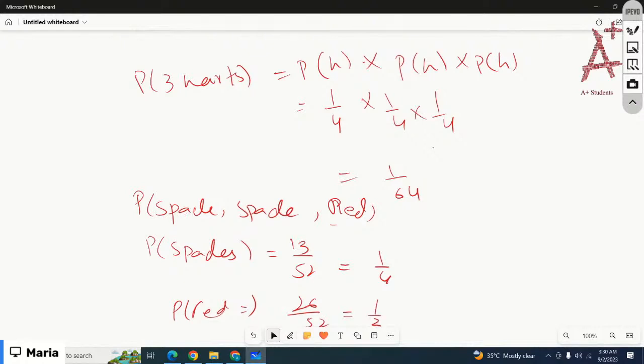You have to calculate the probability of spade, spade, and red. Spade is 1 over 4 times 1 over 4 times 1 over 2. So 4 times 4 is 16, times 2 is 32, and 1 over 32 is the probability of spade, spade, and red, right?